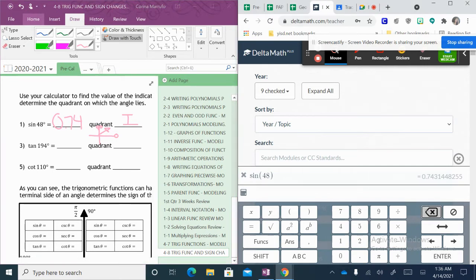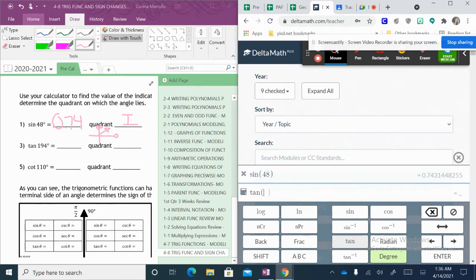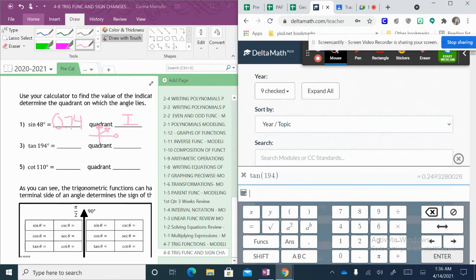So I'm going to go ahead and do the same. I press functions, tangent of 194. Enter, that gives me 0.249. And if we were to graph tangent of 194, right here is 180 and right here is 270. So that means it would land in quadrant 3.